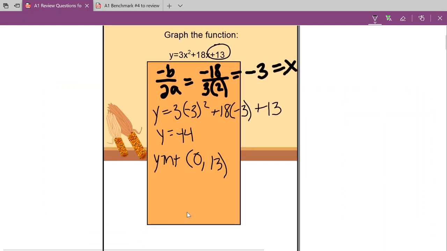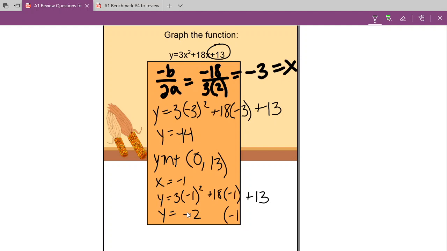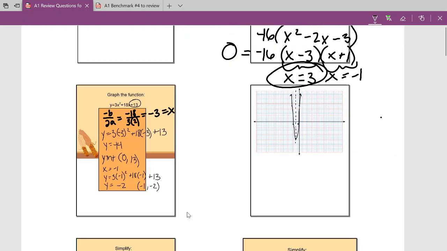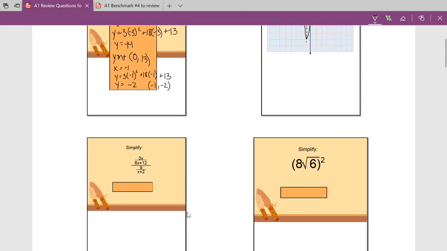The last piece that I'm going to do is plug in one other point. And since I know that my axis is at negative 3, I'm going to plug in, let's say, negative 1 as my other value. So if x is negative 1, I have y equals 3 times negative 1 squared plus 18 times negative 1 plus 13. And in this case, we have 3 minus 18 plus 13 gives me a negative 2. So I have another point here at negative 1, negative 2. And I'm also going to flip that across the axis. So negative 1, negative 2, and it looks like negative 5, negative 2. And so I have this skinny parabola as the graph of this function. All right, let's continue on here.